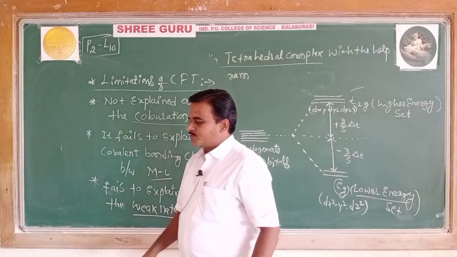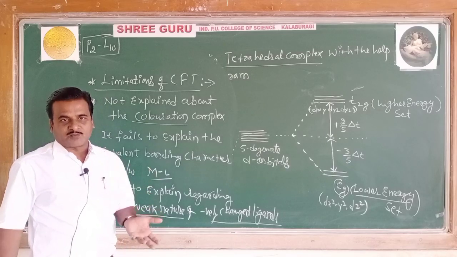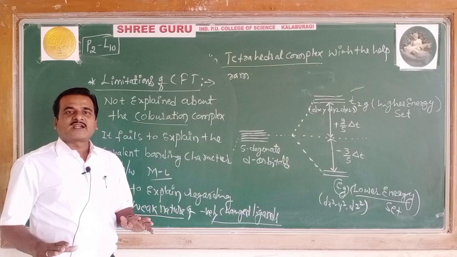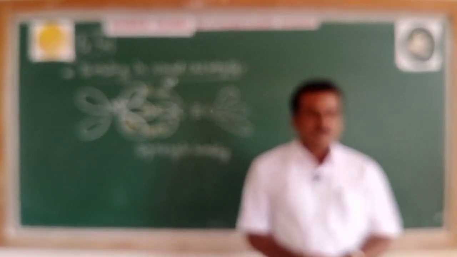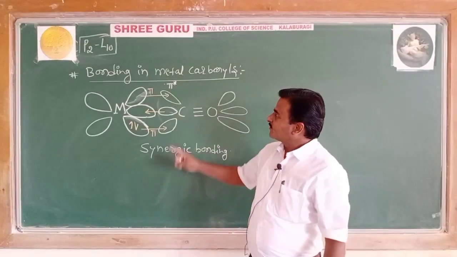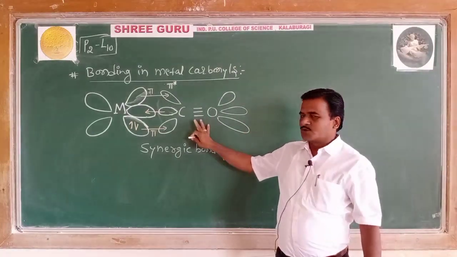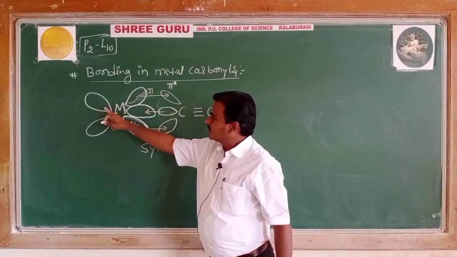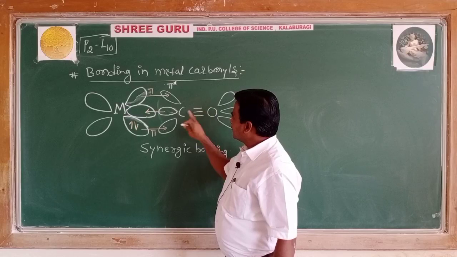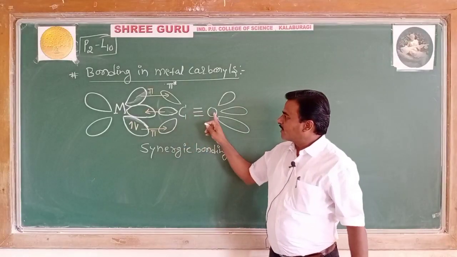As a last point, let's collect the bonding in metal carbonyls. Well students, this is the last part of the topic coordination compounds retained in the syllabus. I have shown the bonding in metal carbonyls diagrammatically here. This is a central metal ion with 5 d orbitals, and carbon monoxide as a ligand, CO as a ligand.